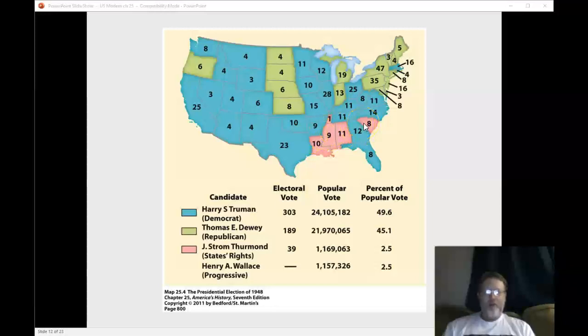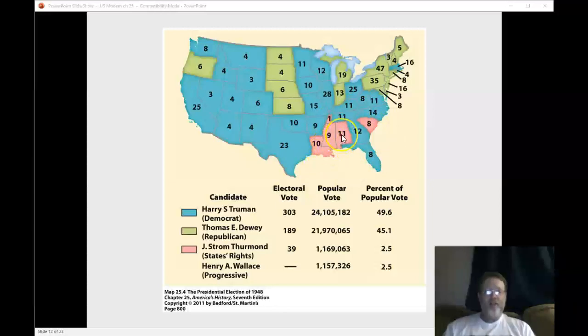It should be noted, in the 40s and 50s is when the southern states start turning Republican. Within another 20 years, the entire South is all Republican, even though in the 1930s, 40s, and 50s, most southern states are still going Democrat. That's flipping, though. Soon, all of these Democrat states are going to be Republican states. So this is really the beginning of that flip.